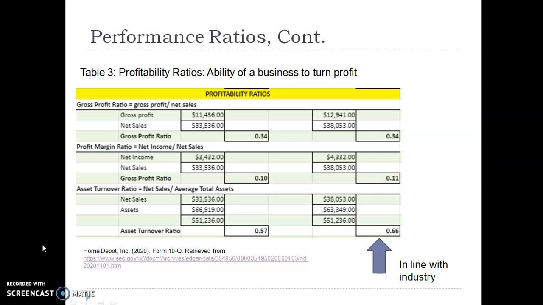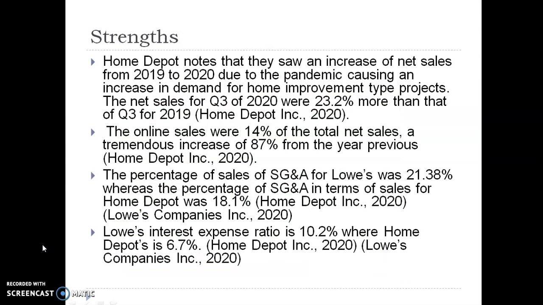Their gross profit ratio is around 34% and has been steady for Q2 and Q3. Their profit margin ratio is around 10%, which is a fair ratio. And then the asset turnover ratio, though it's a little high, is in line with the industry standard. So, strengths here: Home Depot notes that they saw an increase of net sales from 2019 to 2020.